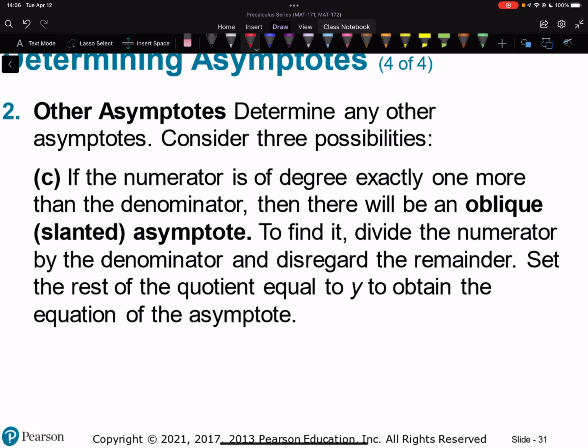It says if the numerator is of degree exactly 1 more than the denominator, then there will be an oblique or slanted asymptote. For me, I'm likely to only give you situations where the denominator is a linear factor, just to aid in dividing those two, and that allows us to use synthetic division. So again, to find it, you would divide the numerator by the denominator and disregard the remainder. And then you set the rest of your quotient equal to y to obtain the equation of the asymptote.